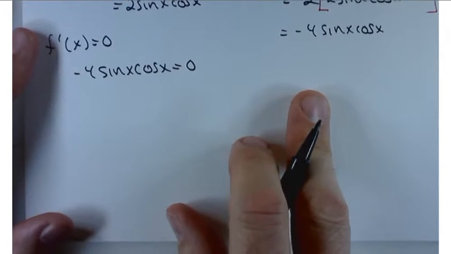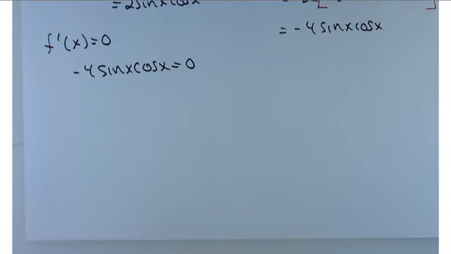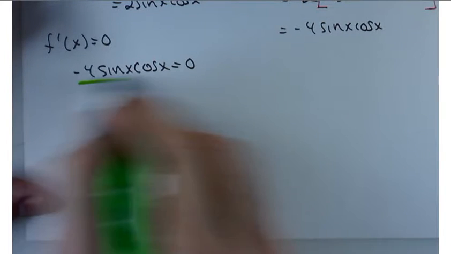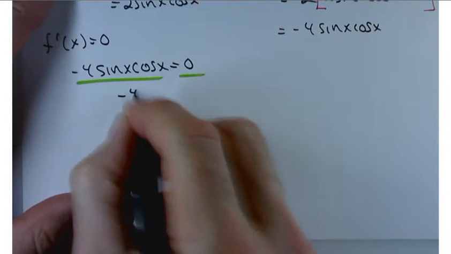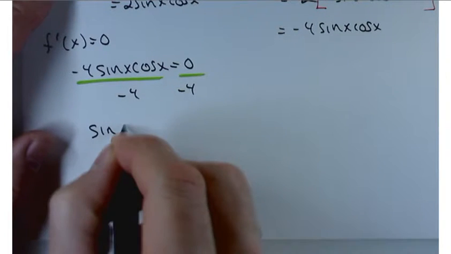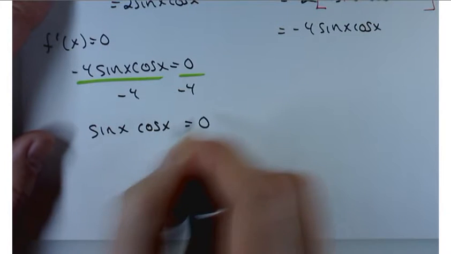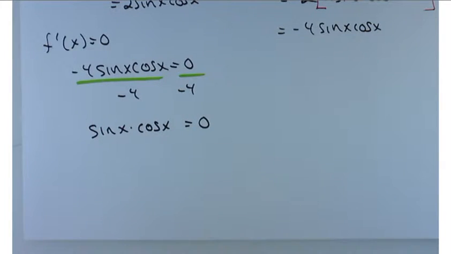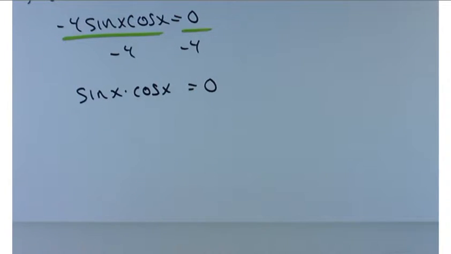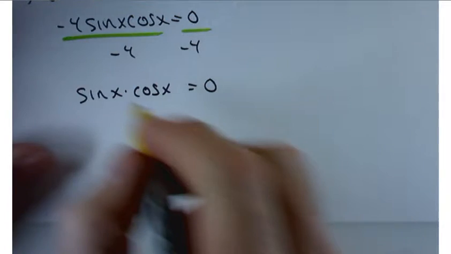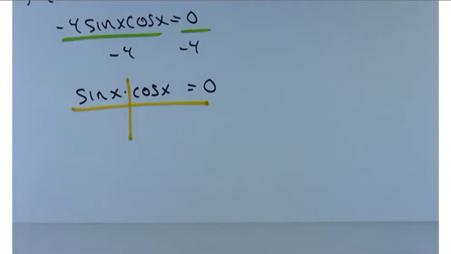If you're bothered by that negative 4 or just don't want to deal with it, then one thing you can do is divide both sides by negative 4. Doesn't hurt, and it gets rid of the negative 4. You're left with sine of x times cosine of x equals 0. And that's great, because what you've done is you split up your problem into two smaller problems. We've got something times something equals 0. One of those somethings, either sine x or cosine x, has to be 0.